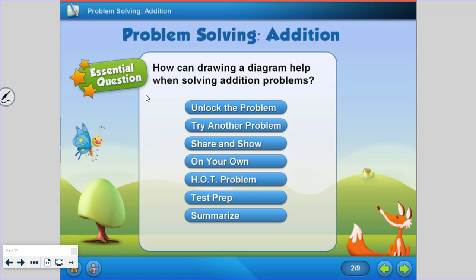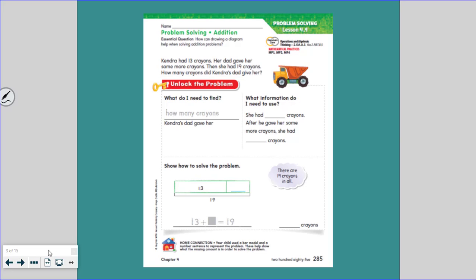essential question for today. It says, how can drawing a diagram help when solving problems? That's what you should be able to explain by the end of the lesson today, how drawing a diagram can help when you're solving a problem. So we're on page 285 of your math book, and it's a problem solving day. We're going to be working on solving word problems. How can we solve those problems? That's where drawing a diagram is going to help us when we're solving addition problems.